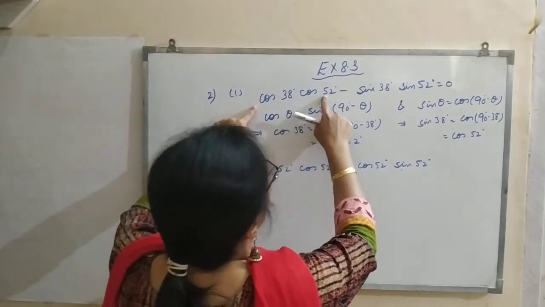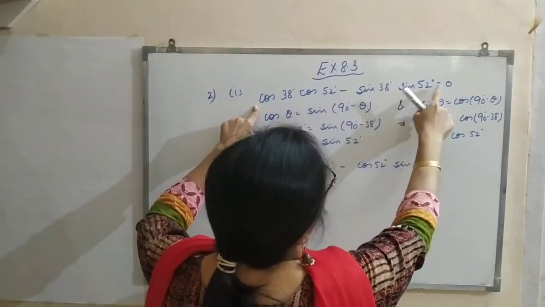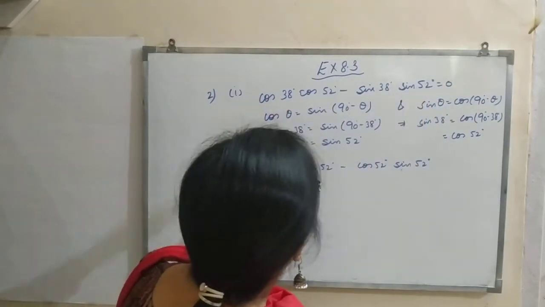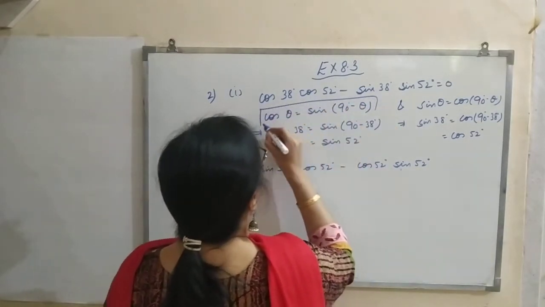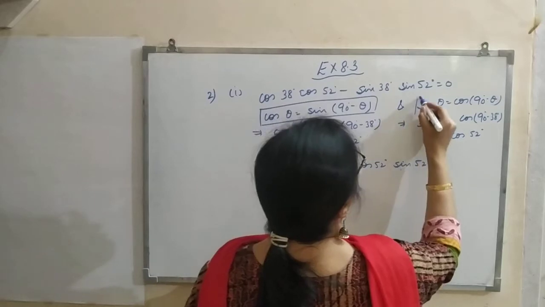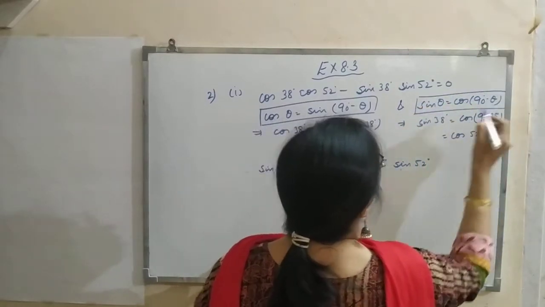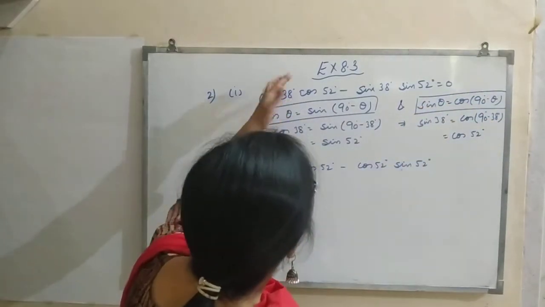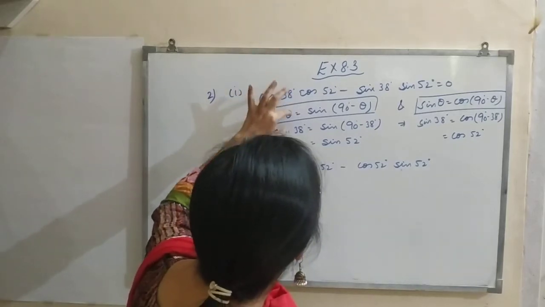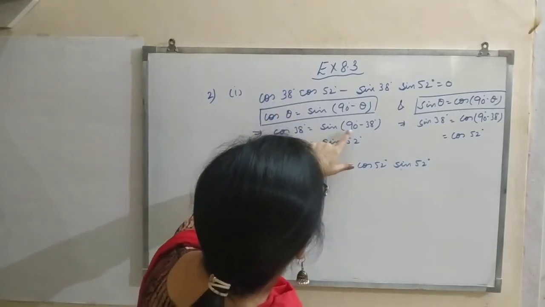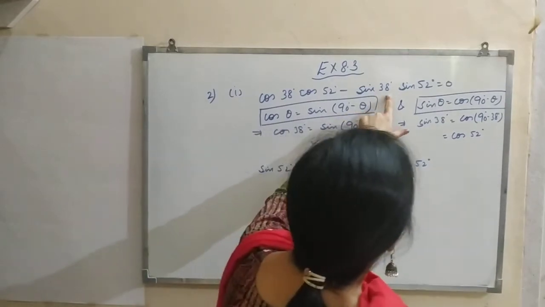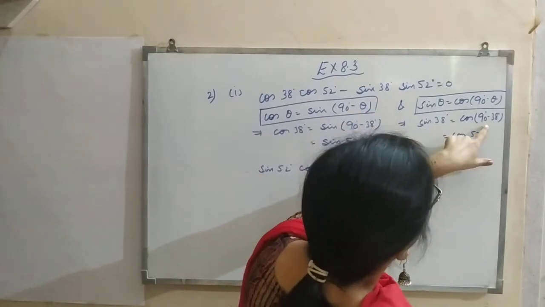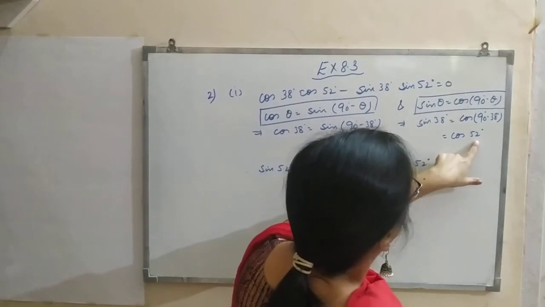Cos 38 cos 52 minus sin 38 sin 52 equal to 0. So I am using the conversion: cos theta is equal to sin 90 minus theta, and also sin theta is equal to cos 90 minus theta. So cos 38, I can take any one and convert it. Cos 38 I am taking, so it will be sin 90 minus 38, equal to sin 52 degree, and sin 38 when I convert it becomes cos 90 minus 38, that is cos 52 degree.